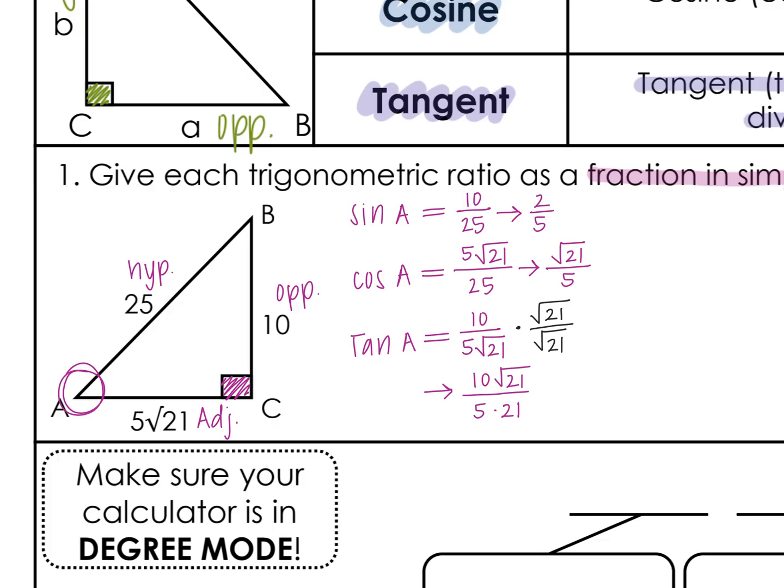So the reason why I didn't multiply them yet is just because I'm looking at my smaller numbers, and I can see here that that 10 and that 5 can reduce. So here 5 will go into 10 2 times. And so my final answer is going to be 2 root 21 over 21.